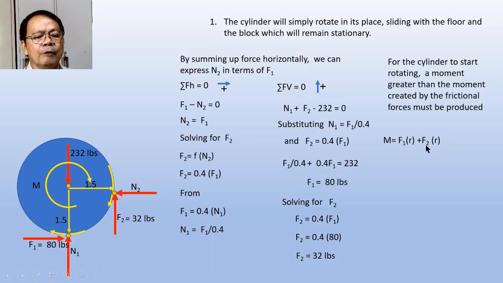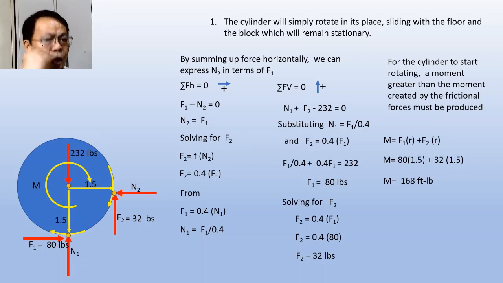And if all of those values are substituted here, ano ngayon yung ating moment na mapuproduce? That is equal to 80 multiplied by 1.5 plus 32 multiplied by 1.5, and the value of m will be 168. Ang ibig sabihin to, kung iikot siya in its place, ang moment na dapat i-apply para umikot, para magkaroon ng impending motion na umikot, ay 168 foot-pounds.